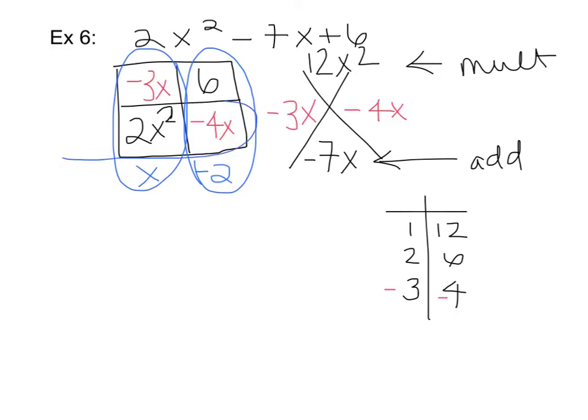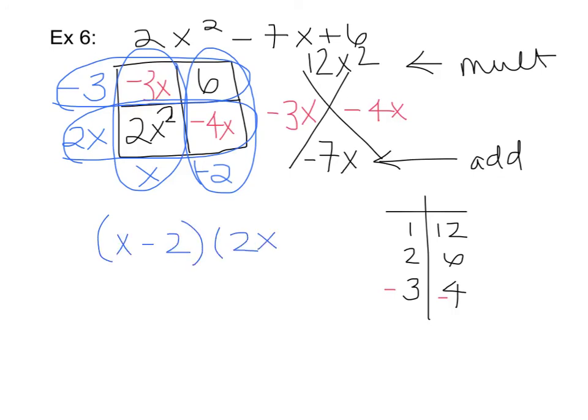So now, bottom row, what does 2x squared and negative 4x have in common? They both have a 2. They both have an x. Bottom row, what does negative 3x and 6 have in common? 3 goes into both of those numbers. And again, since this left-hand box is minus, so is this number on the outside. So your factors are x minus 2 and 2x minus 3. Remember, your x always comes first.